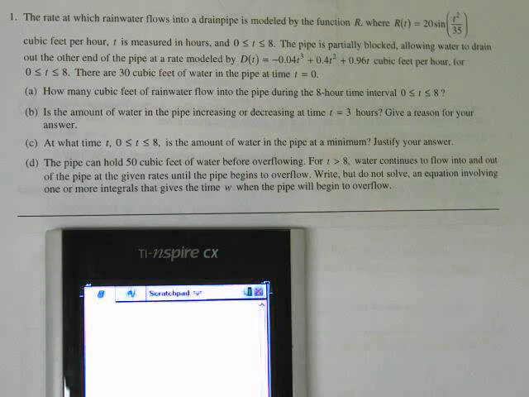Number 15, it's the very front of the packet.